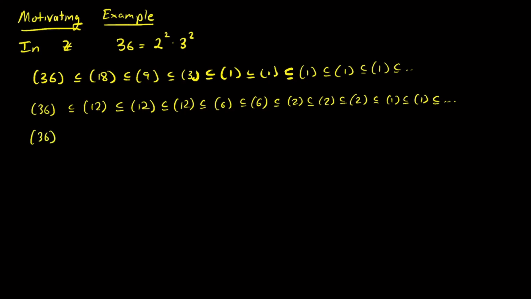I can also do something like the ideal generated by 36 is a subset of the ideal generated by 6, is a subset of 3, is a subset of 3, and so on and so forth. The point is that after a while, I'm going to start repeating the same ideal over and over again. The ideal generated by 6 is properly contained in the ideal generated by 3, but at some point my ideal has to start repeating, whether I reach 1 or not. So this is going to motivate our next definition.